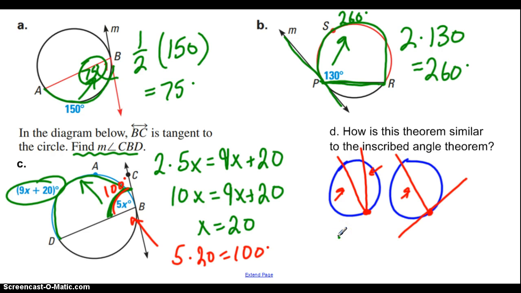In both cases, I've got the vertex on the edge of the circle, and in both cases, the angle is half the size of this intercepted arc. So the angle is 1/2 times the arc.